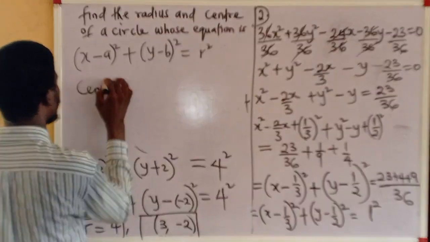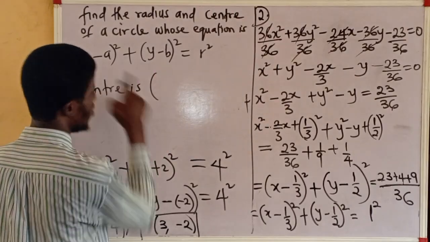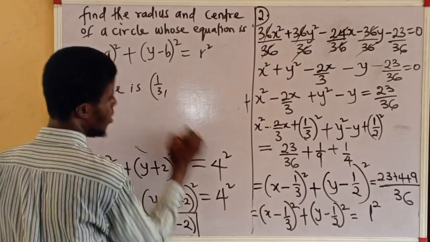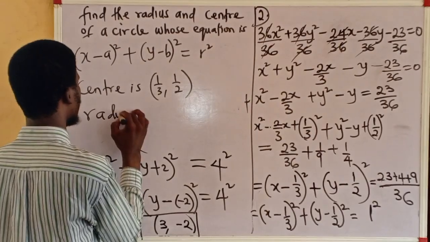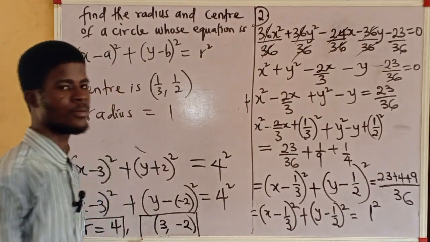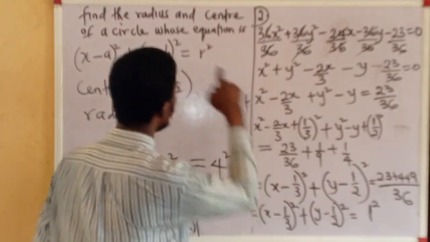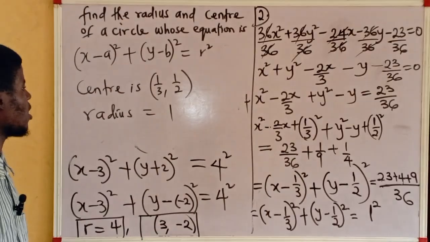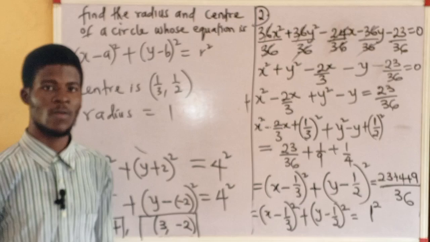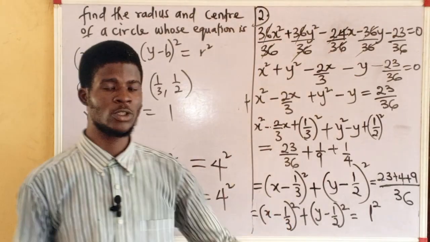The center is 1 over 3, comma, 1 over 2. And the radius is equal to what? 1. That's r equal to 1. So this is how to determine the center and the radius of a circle from its equation.